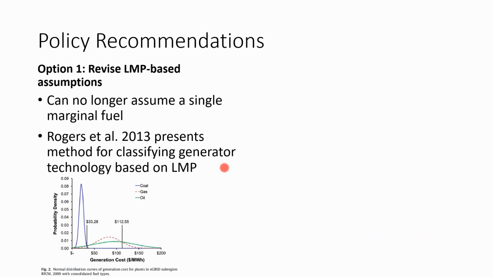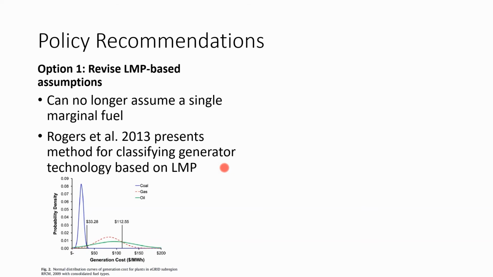Well, one option would be to simply keep using the LMP-based method, but revise some of the assumptions, such as we can no longer assume that there's a single marginal fuel, which introduces some additional complexities with the modeling. But there has been existing research such as that done by Rogers et al. in 2013 that presents a method for classifying, based on the LMP price, what the likely generator fuel technology is at each price point, based on a probability density. So it could be possible to adapt that method to a reality where there are multiple marginal fuels available.